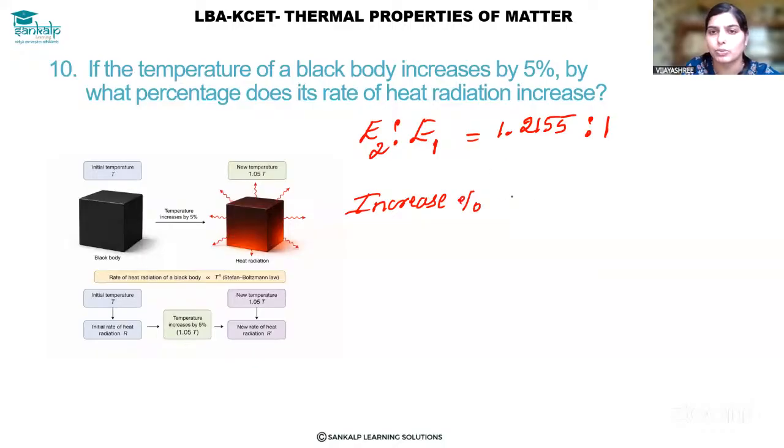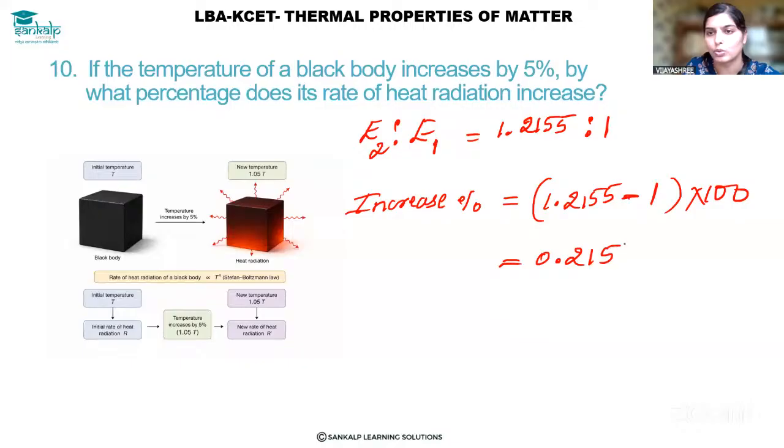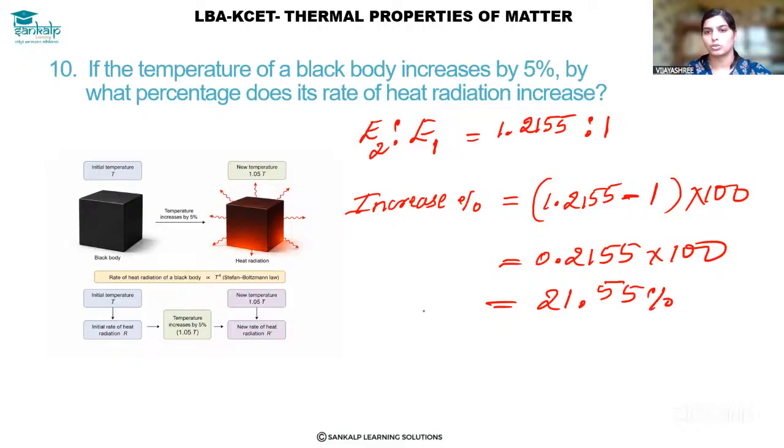Percentage increase is equal to final minus initial. The ratio is given, a simple ratio. E2 corresponds to 1.2155 and E1 corresponds to 1, so we multiply by 100. Which is equal to 0.2155 into 100, which is equal to 21.55%, right? Approximately equal to 22%.